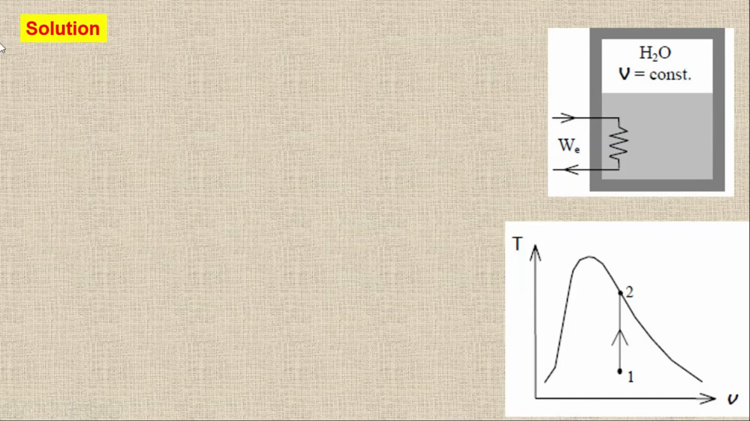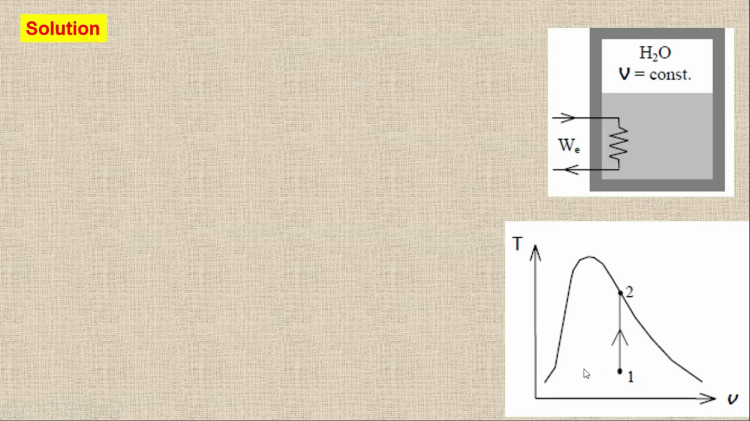Here we have a tank, and it is written that it is a rigid tank. It means when you supply the heat, the volume will not change. So we will have a constant volume process, like this to this. So we are saying that it's a constant volume process.